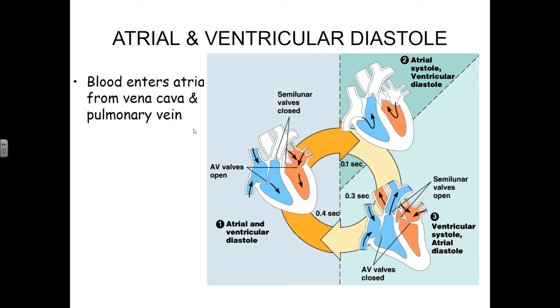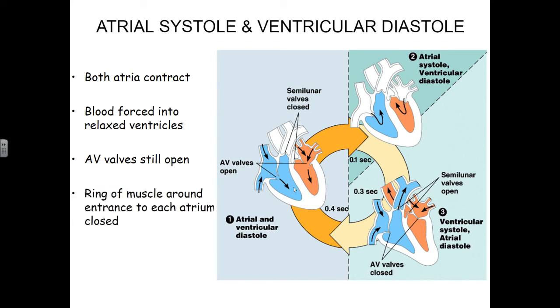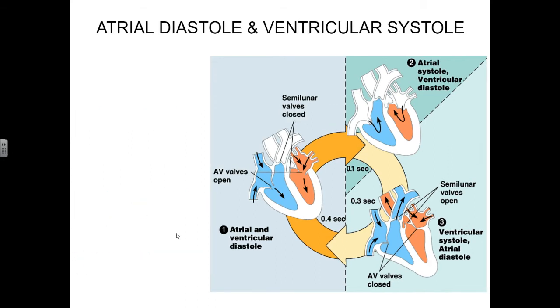So blood enters the atria from the vena cava and pulmonary vein during diastole. AV valves are open. Both atria will now contract during atrial systole. Blood is forced into the relaxed ventricles. AV valves are still open because blood is pushing through them. The ring of muscle around the entrance to the atria here closes. It's not technically required for the course, but it does explain why during atrial systole the blood isn't pushed back up. It prevents backflow of blood into the veins. Then that takes about 0.1 second.